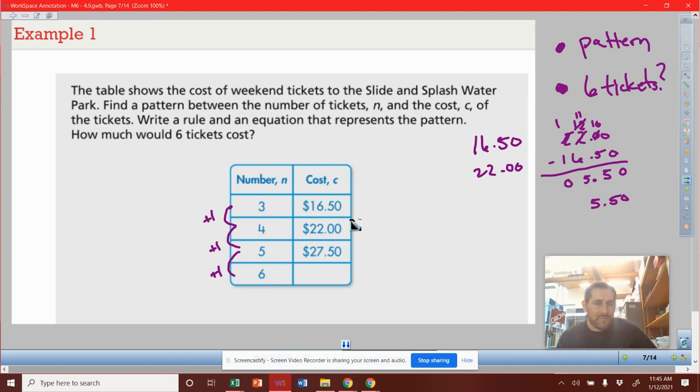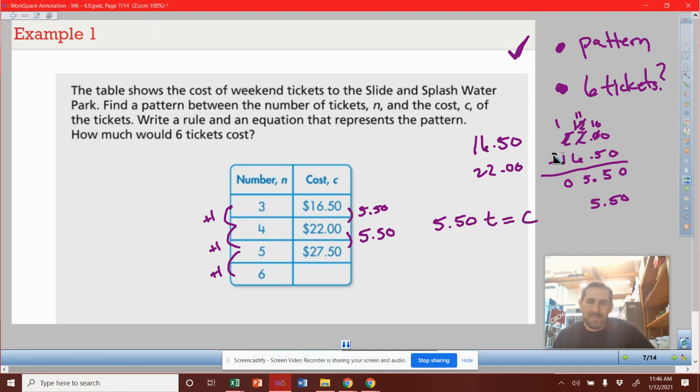If we're at $22.50 and we add another $5.50 because we bought another ticket, then we'll land on $27.50. So what's happening? What kind of pattern or equation can I write? For every ticket that I get, I'm going to take that and multiply it by $5.50. So it's $5.50 for every ticket is going to equal my total cost. So cool, we found our pattern, we wrote an equation. That step is done. $5.50 for every ticket will be my cost.